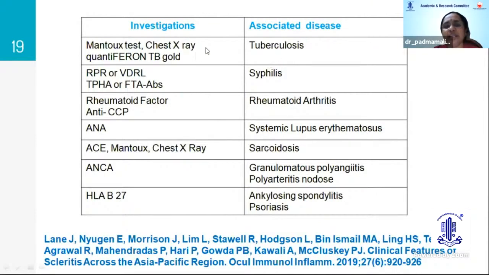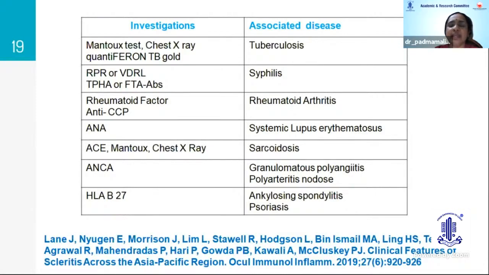Tuberculosis, we had a detailed discussion, so I will not go into the detail. Syphilis, we have to order both non-specific and specific tests, either RPR or VDRL or TPHA or FTA-ABS. In a case of rheumatoid arthritis, in addition to the RA factor, anti-CCP antibodies also can be ordered. Antinuclear antibody or dsDNA in the case of systemic lupus erythematosus.